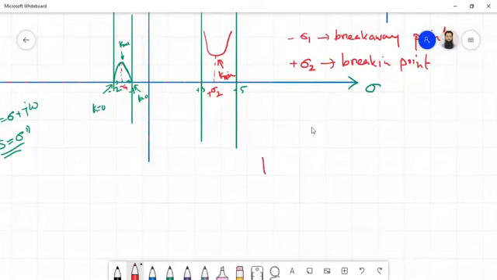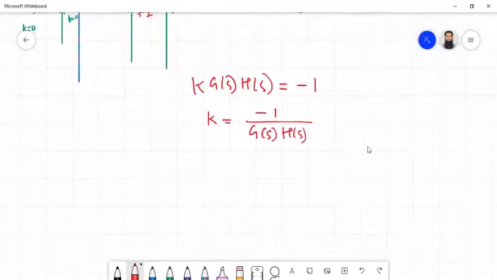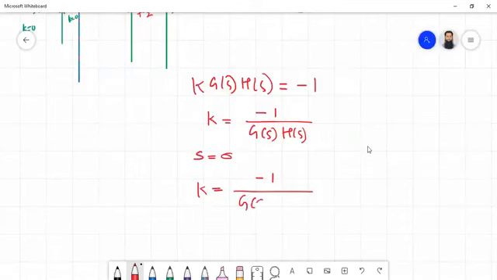So the formula for K is basically K G of S, H of S has to be equal to minus 1, the last class, the fundamental thing. So we can say that the value of K will be minus 1 by G of S, H of S. Now, as we are only interested in the real axis, S will be replaced by sigma. So we have K equal to minus 1 by G of sigma, H of sigma. So what is the next step? This is how we are going to find the equation.